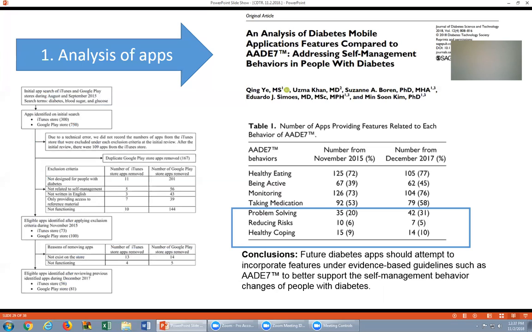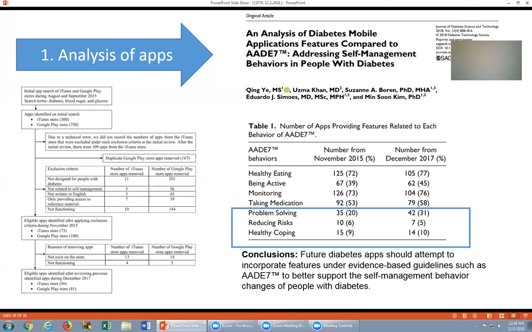The funny thing is, even I didn't know the AADE7 because they are not part of endocrine fellowship teaching. Just tells you how we have all these little cubicles and we're all sitting in our own little cubicle trying to understand diabetes without talking to each other.